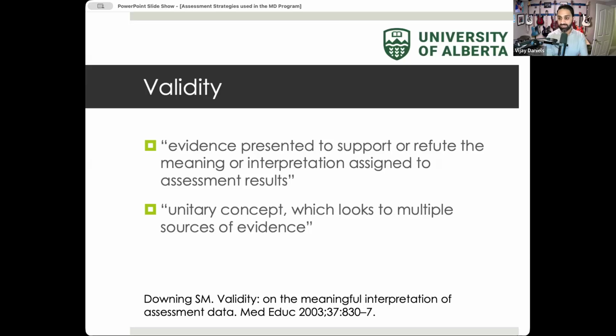I think if I said to you, you're going to have a one-station OSCE, and this determines you passing medical school, you'd all say that doesn't make any sense. You know there's a problem there. Well, what validity does is give you some language to establish where the problem is with that.